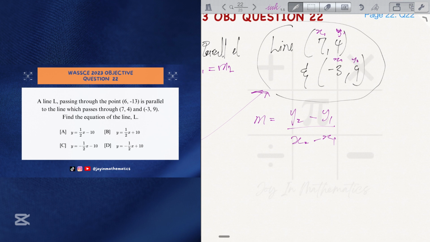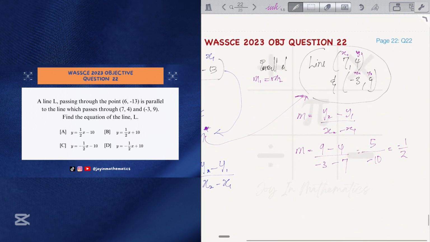So applying the formula now, we have our gradient m, our y2 is 9, our y1 is 4, our x2 is minus 3, and our x1 is 7. So evaluating the m now, 9 minus 4 would give us 5, minus 3 minus 7 will give us minus 10, and this will give us minus 1 over 2. So now we have our m to be minus 1 over 2.